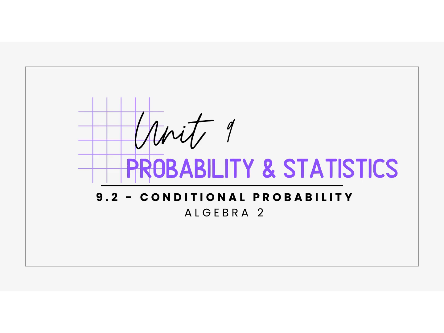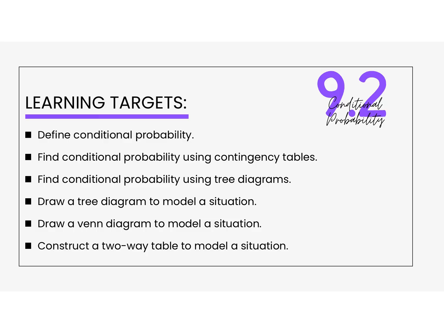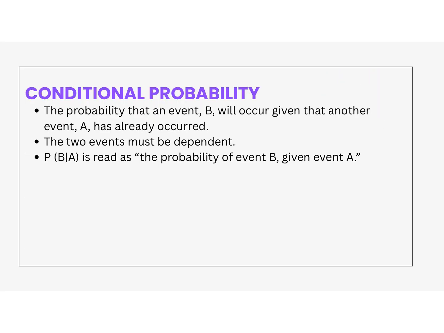All right, 9.2, we're going to talk about conditional probability. Although we have a lot of learning targets here, we're actually going to just focus on the first two today, which is defining conditional probability and then finding the probability using contingency tables. We will talk about tree diagrams in the next section.